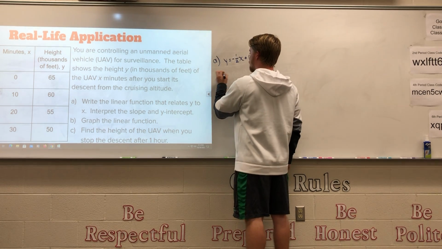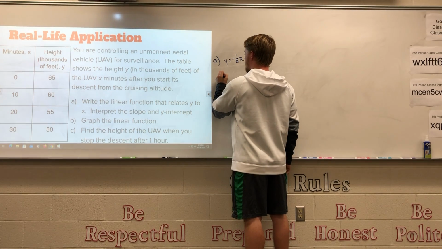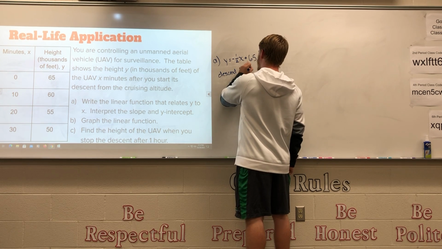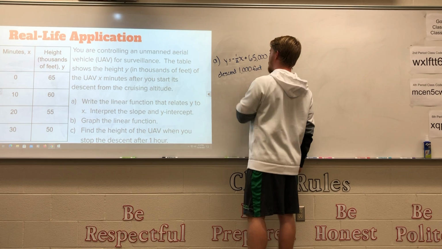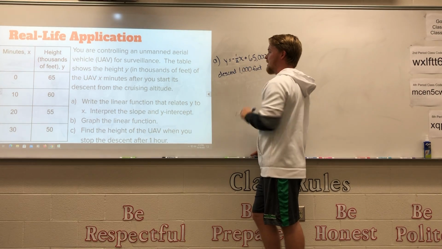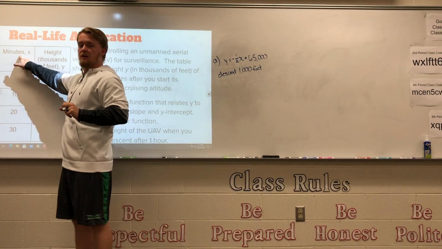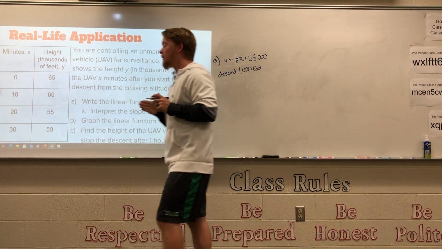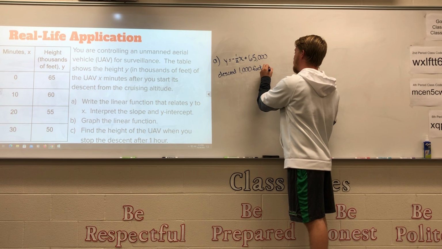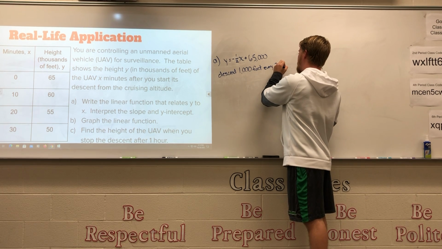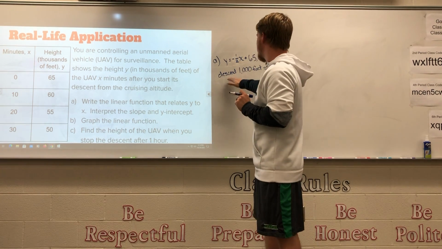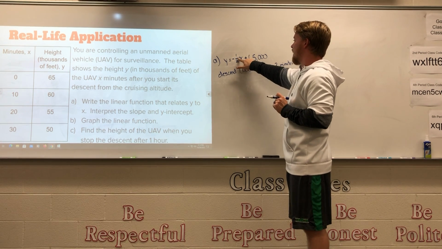So what that means is you descend 1,000 feet, but then we have to take into account our change in x. Our change in x is 2, and x is minutes. So that means I'm going to descend 1,000 feet every 2 minutes. That is what this slope is telling me, that I'm descending 1,000 feet, that's my top number, every 2 minutes.